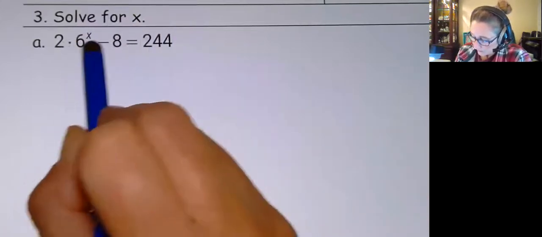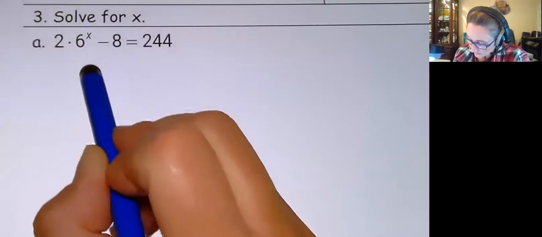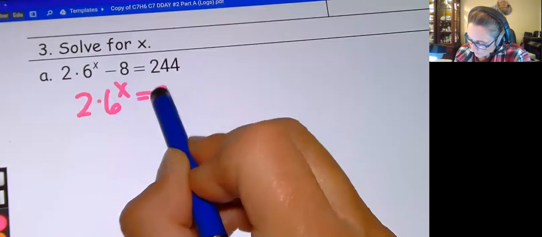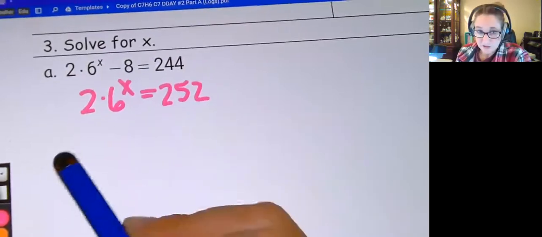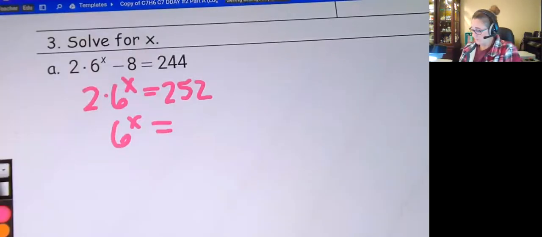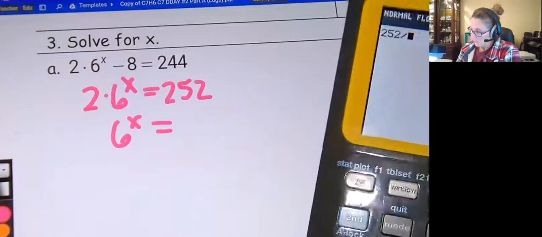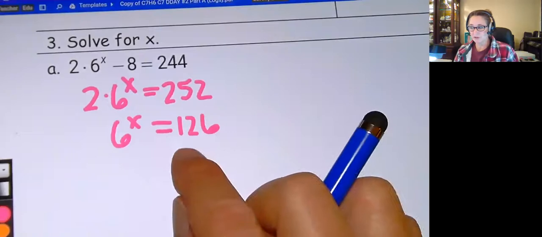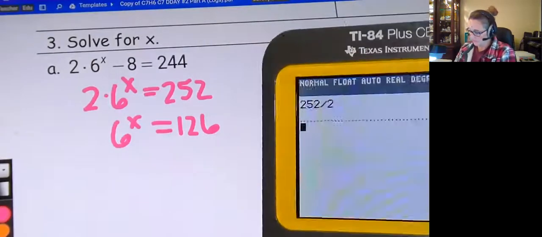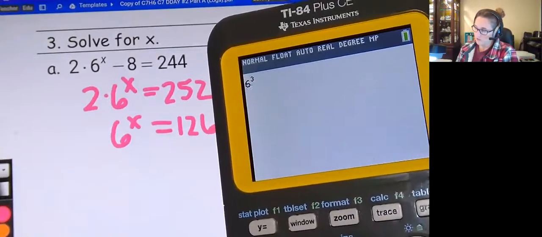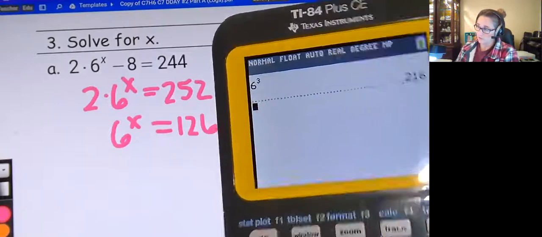Okay, now for this, again, I'm going to add 8 to both sides. So I'm going to get 2 times 6 to the x is equal to 252. I'm going to divide by 2 on both sides, so I take 252 divided by 2, and I end up with 126. Now you can sit here and try to think of 6 to what power gets you 126, but it's not 6 to any nice power. 6 squared would be 36, and 6 to the third is too much. So I know it's somewhere between 2 and 3.